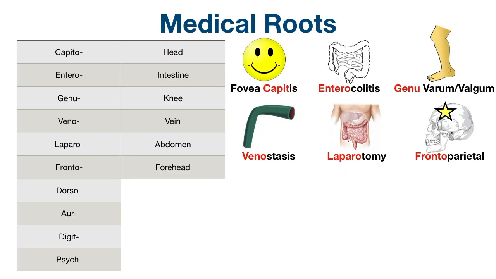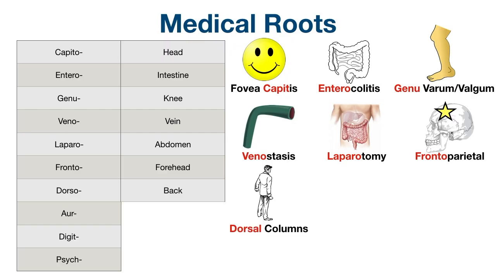Next we have fronto, which refers to the forehead or frontal bone or frontal lobe of the brain. It's easy to remember, just use front to think of forehead or frontal bone. Another anatomy example is frontoparietal, which refers to both the frontal and parietal bones or lobes of the brain.